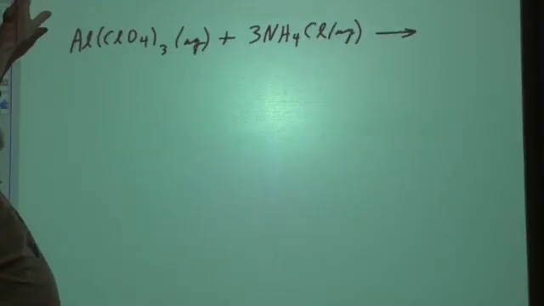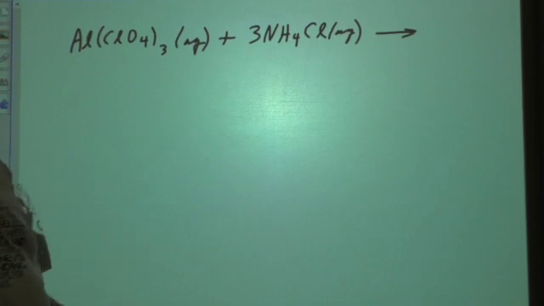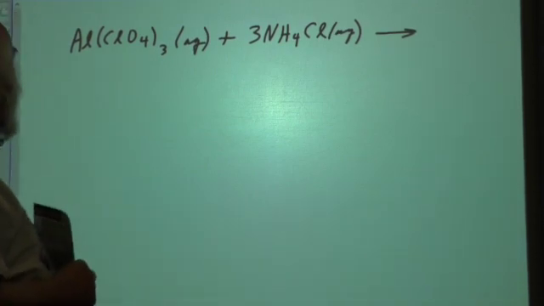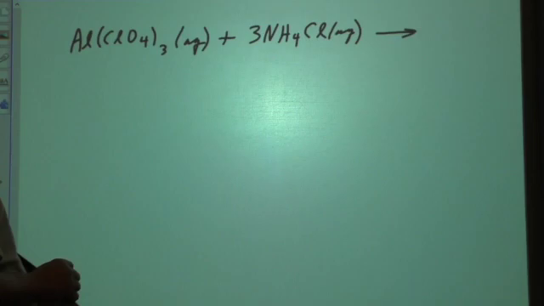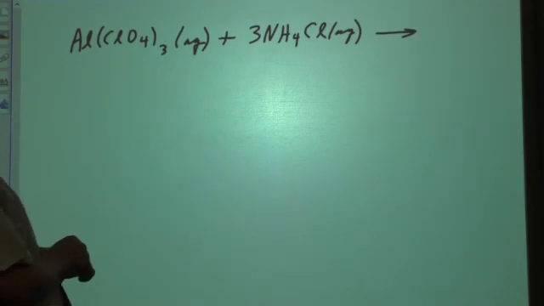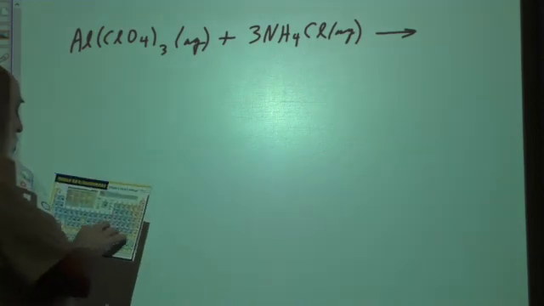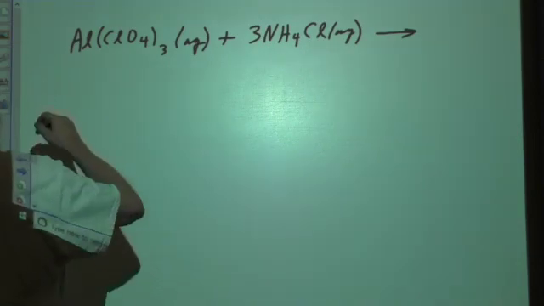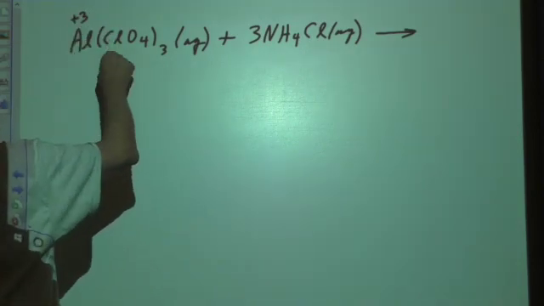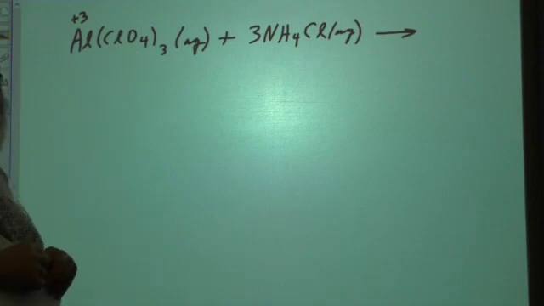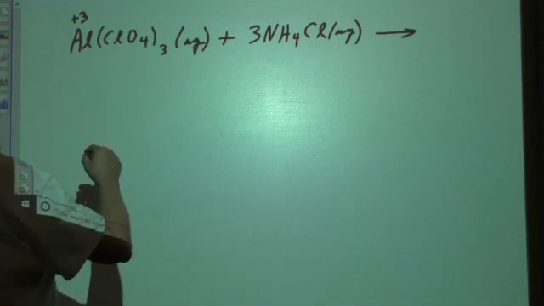Let's do one more, a little more involved than that. This is going to be a little more tricky. Okay? So let's do that. So here we go. Go and check the charges. Aluminum is a metal in group 3A, so it's positive 3. ClO4 is a polyatomic ion, has a charge of negative 1.